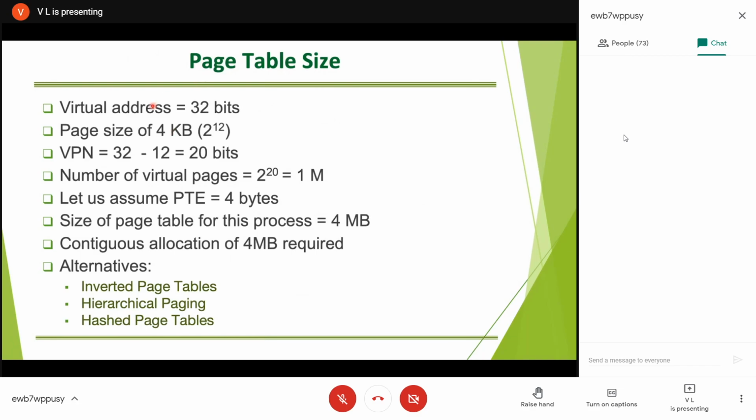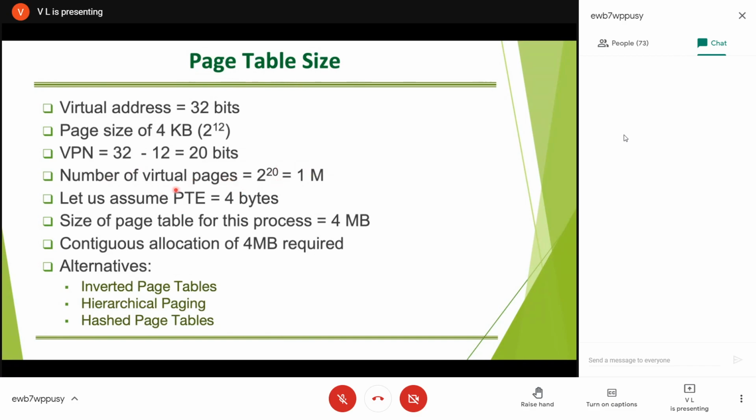So we also did some of the numericals for page table size. Let's say the virtual address space is 32 bits and page size is 4 kilobyte, which means 2 raised to power 12. So we need 12 bits for offset. Out of 32 bits, 12 bits have been reserved for offset, so 20 bits are reserved for virtual page number. It means the number of virtual pages is equal to 2 raised to power 20, that is 1 mega.